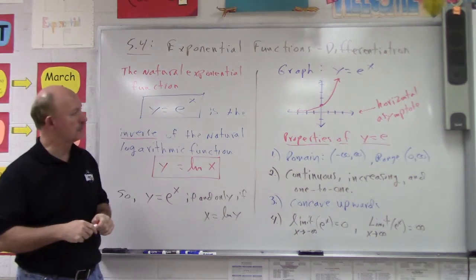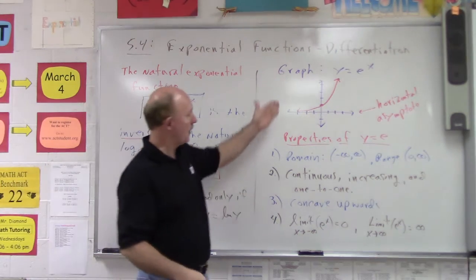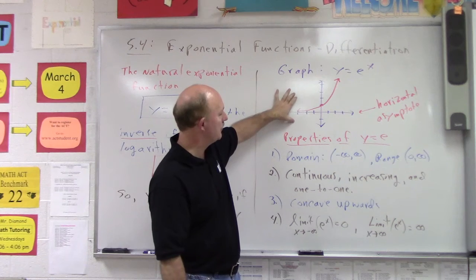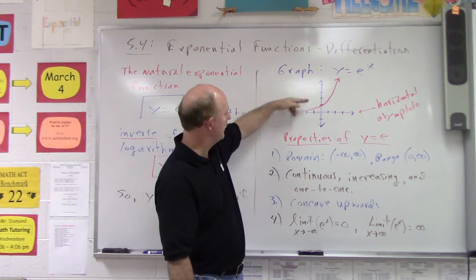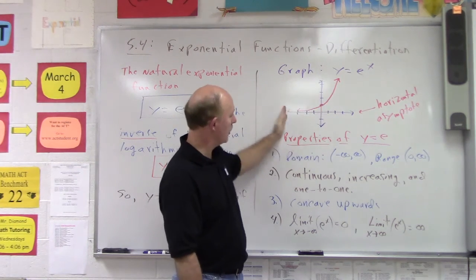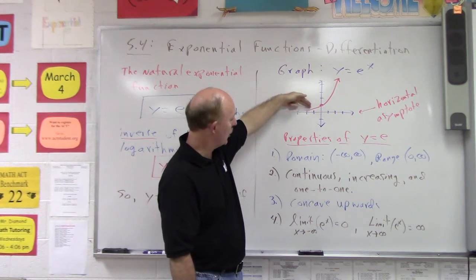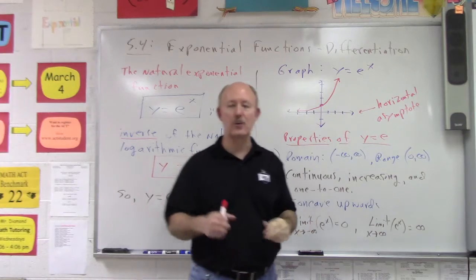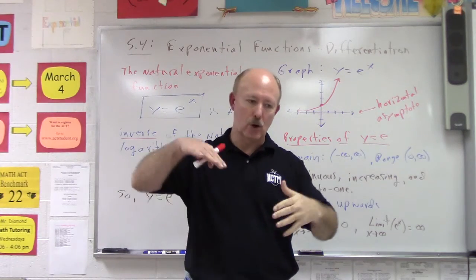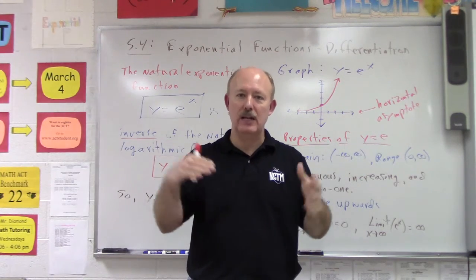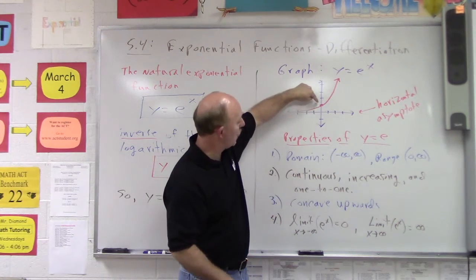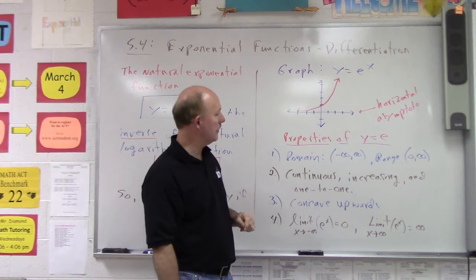Now, if you look at the graph over here, I've already got the little sketch of the graph. It's not a real precise graph, it's just a sketch. As we go to the left on our graph, the graph gets closer and closer to the x-axis. That makes the x-axis a horizontal asymptote. So the curve will never touch the x-axis. It just keeps getting closer and closer. It crosses the y-axis at positive 1.